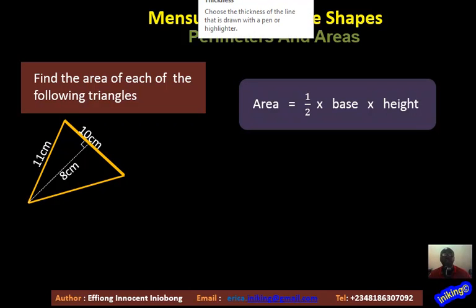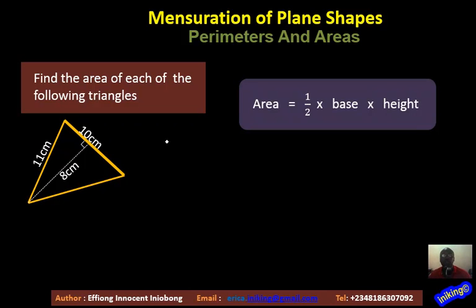Which means that the base of this triangle will be what? The base of this particular triangle is going to be 10. And the corresponding height is what? The corresponding height as given in the diagram there is 8 centimeters.